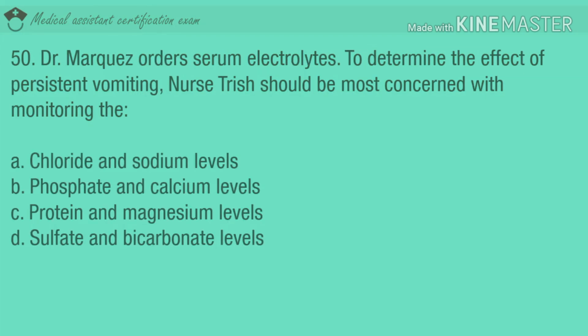Question 50. Dr. Marquez orders serum electrolytes. To determine the effect of persistent vomiting, Nurse Trish should be most concerned with monitoring the: A. Chloride and sodium levels. B. Phosphate and calcium levels. C. Protein and magnesium levels. D. Sulfate and bicarbonate levels.